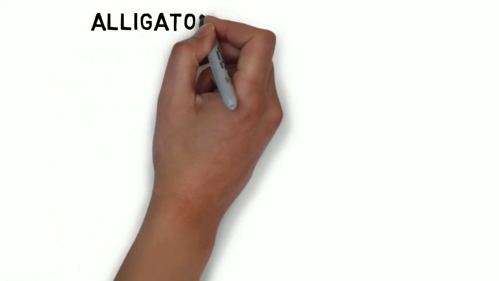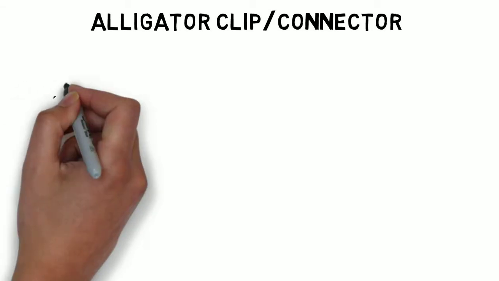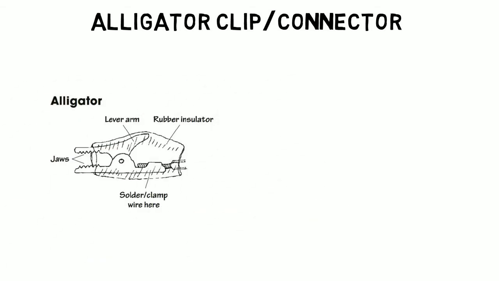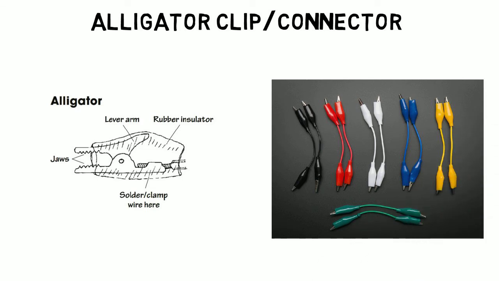Fifth on our list is the alligator clip or connector. This is primarily used as temporary test leads. They are more often seen with test equipment. It has a lever arm, jaws, and rubber insulator.